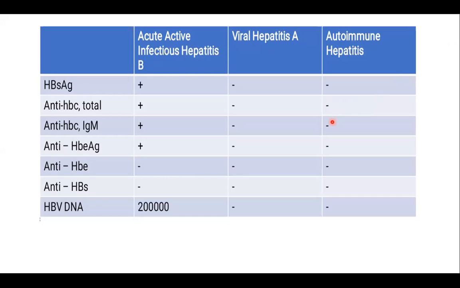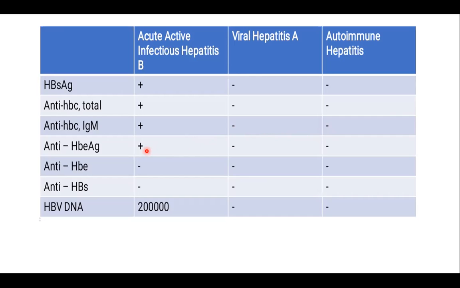So next is your anti-HBc IgM, positive for infectious hepatitis B and negative for both viral hepatitis A and autoimmune hepatitis.